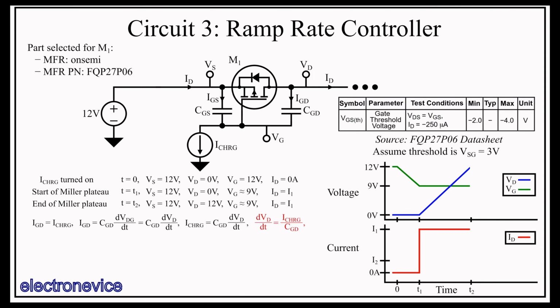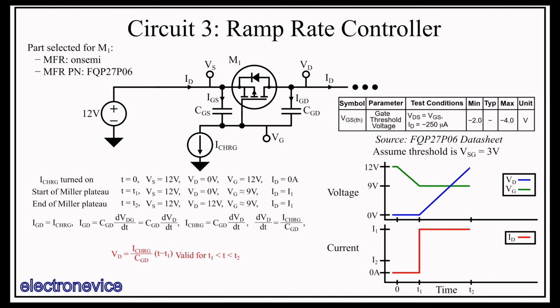We know I-charge is a constant, and we assume CGD is a constant, though in reality this is only a very rough approximation. This means we can directly anti-differentiate dVd/dt, and we get Vd is a line with constant slope of I-charge over CGD. So Vd is just an upward sloping line that starts at 0 volts at time t equals t1 and ends at 12 volts when t equals t2. The equation is only valid between t1 and t2. Prior to t1, the voltage is 0, and after t2, the voltage is 12 volts.